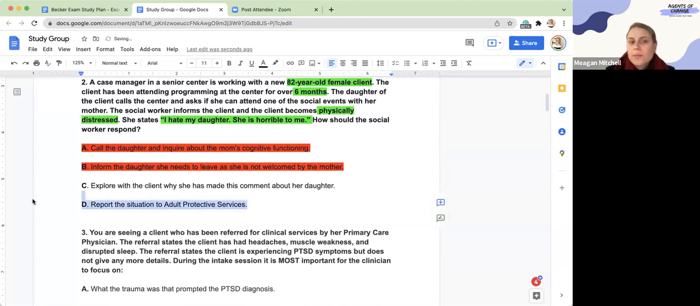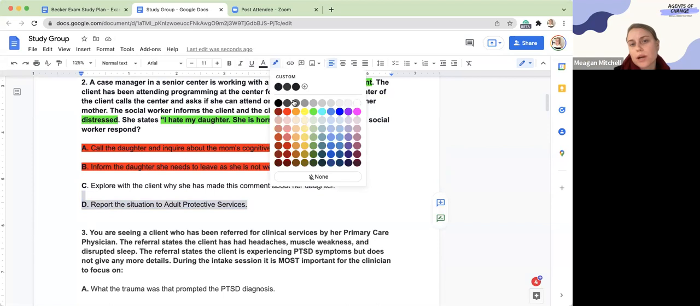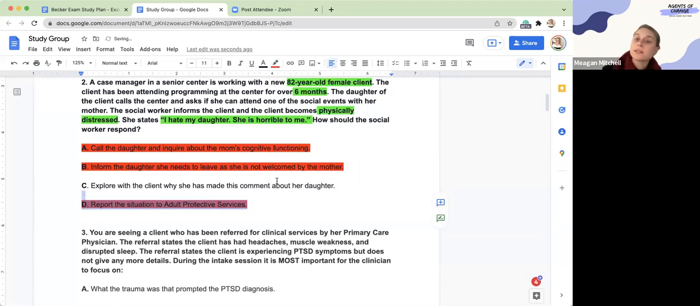Do we have enough information to report? Do we have enough reasonable suspicion to report to Adult Protective Services at this time? No, I see a lot of head shaking no. We don't have any suggestion other than she says she's horrible to me. That can mean a variety of things, right? Maybe they just had a disagreement. We don't have enough information to report at this time. By process of elimination, that leaves us with C.